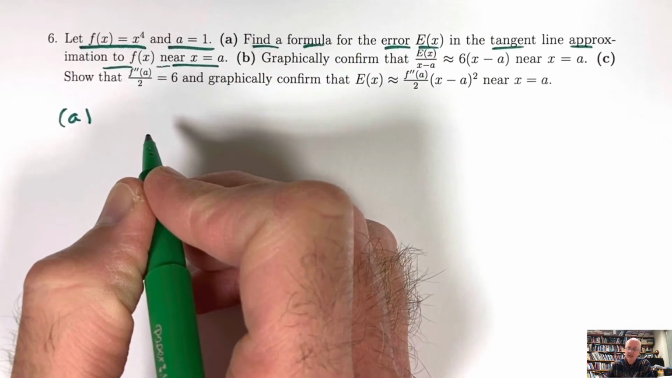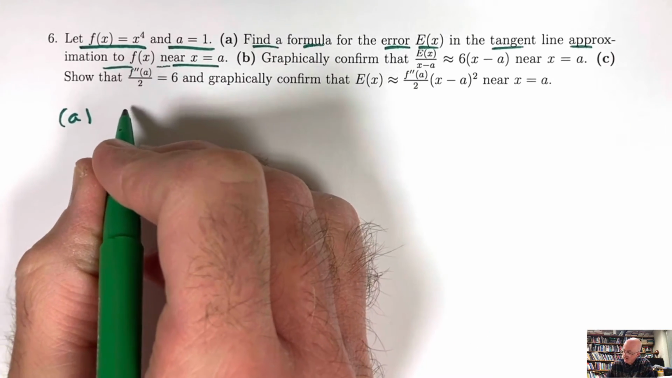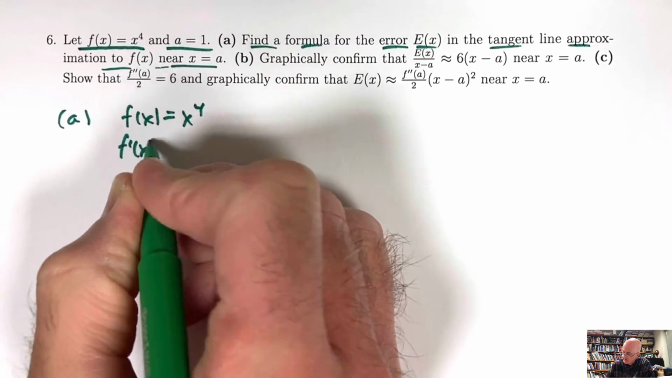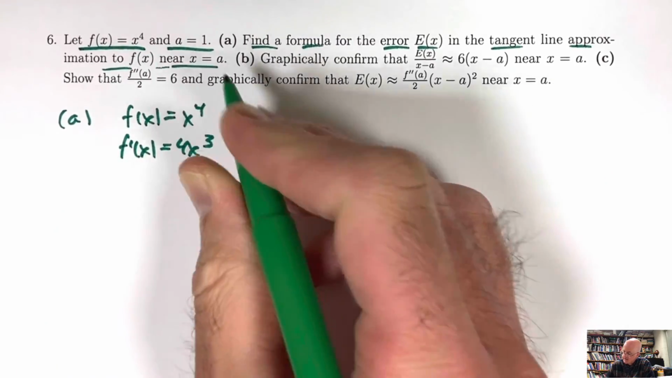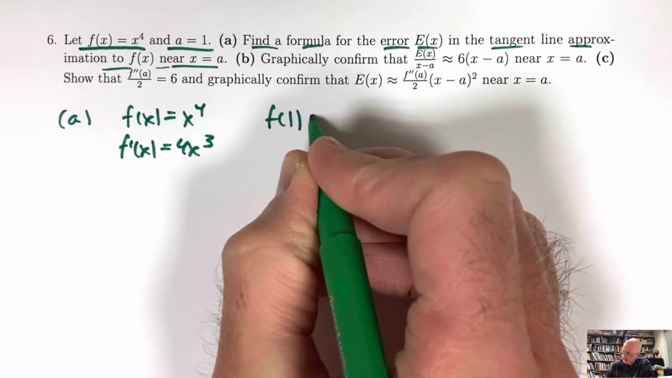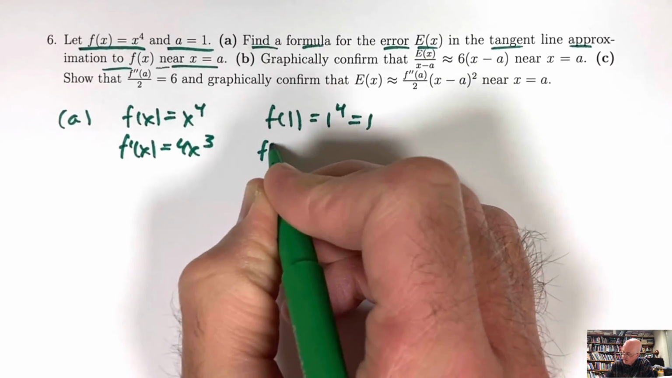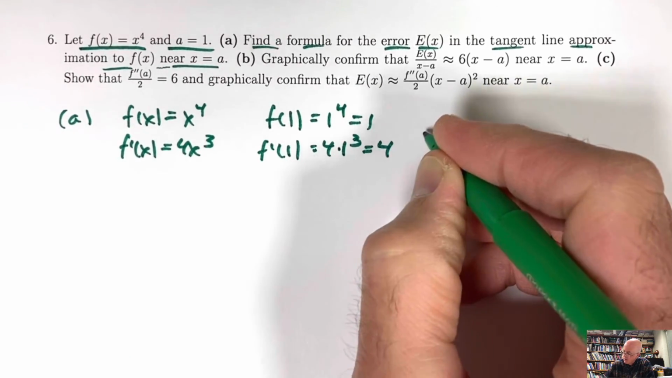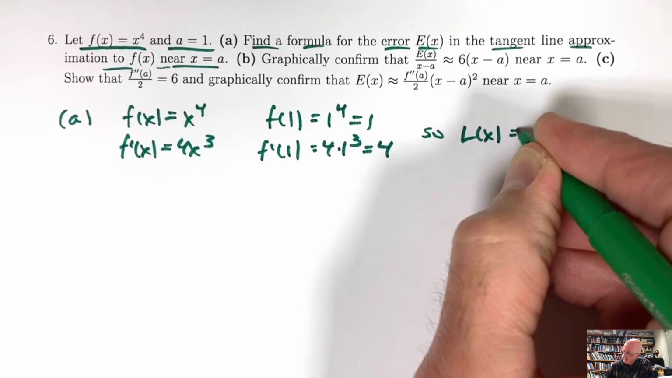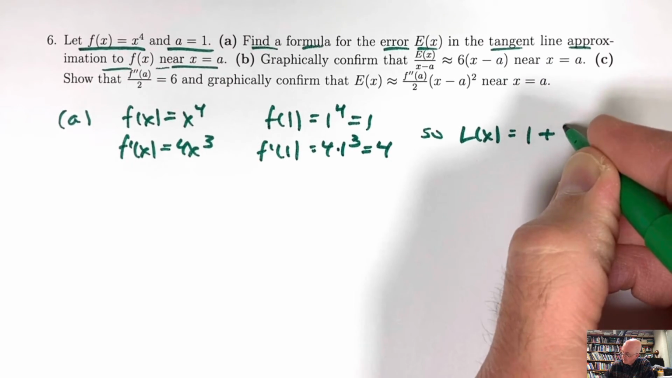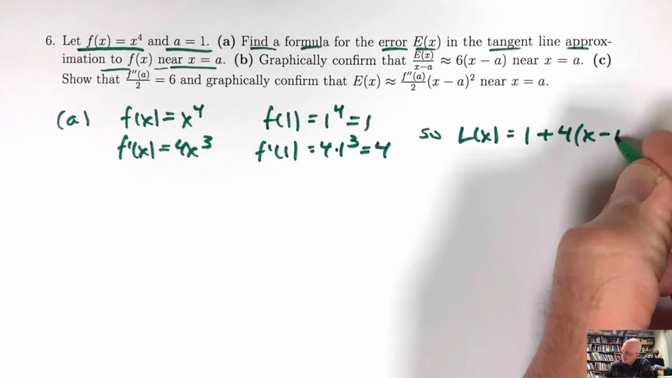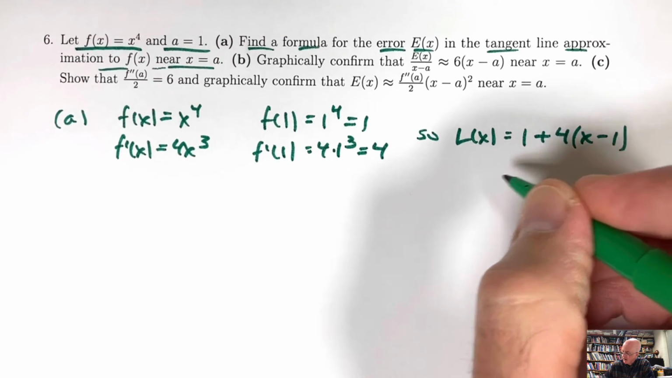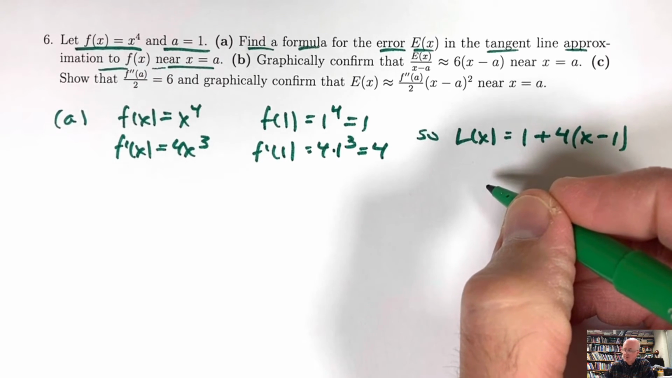All right, well, we need the tangent line approximation first. F of x is x to the 4th. F prime of x is 4x cubed. A is 1. F of 1 is 1 to the 4th is 1. And f prime of 1 is 4 times 1 cubed, which is 4. So L of x is f of 1 plus f prime of 1 times x minus a, which is x minus 1. That is L of x as we would most typically use it to approximate f of x near x equals a, which is 1.